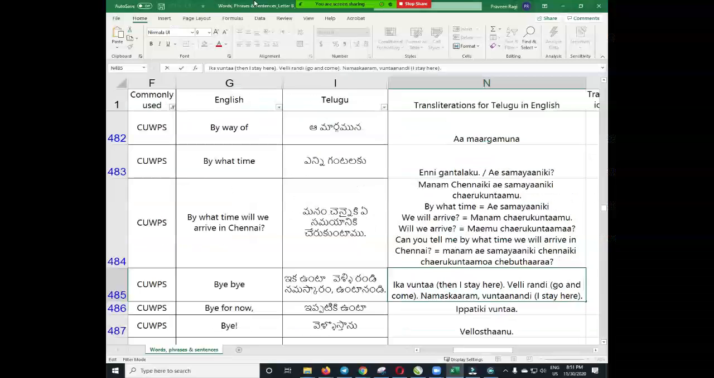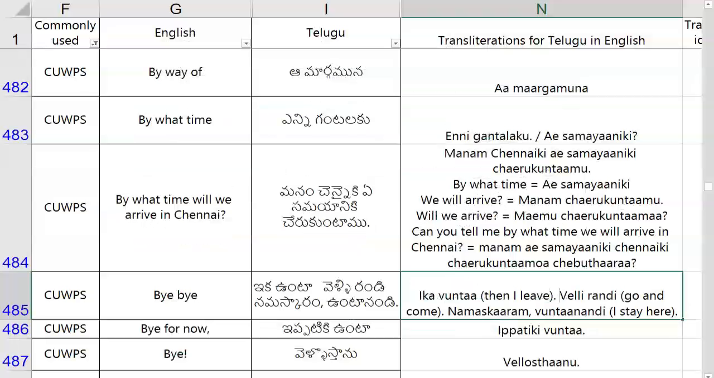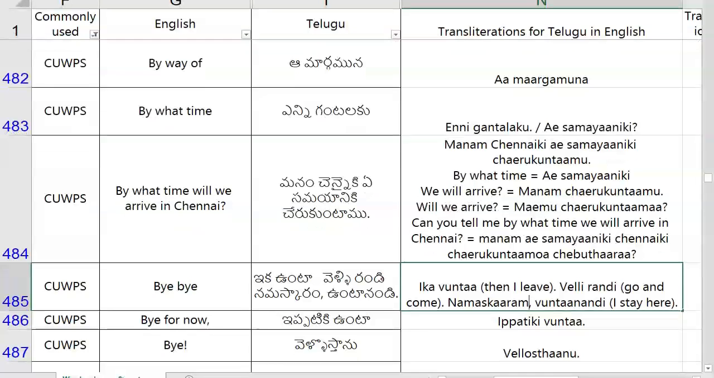Depending on the context you have to use. If you are not leaving, you are telling bye bye to someone who is leaving, in those contexts you can say velli randi, go and come. Namaskaram can be used in both ways. For example, if you are leaving or if somebody is leaving, both persons can say namaskaram. Untanandi can be used with anyone. For example, you are leaving or any other person is leaving, you can use untanandi.